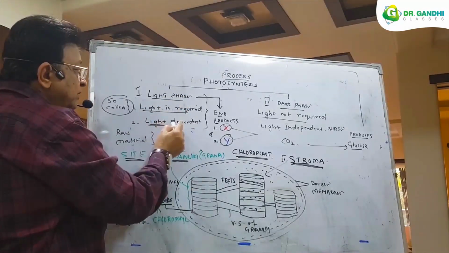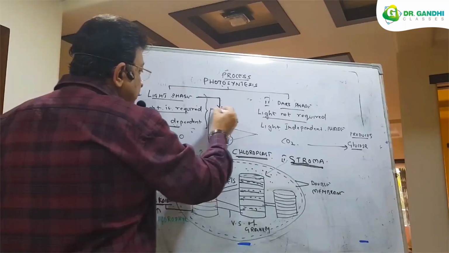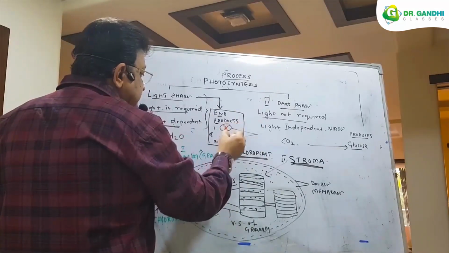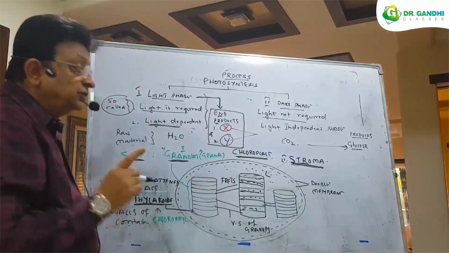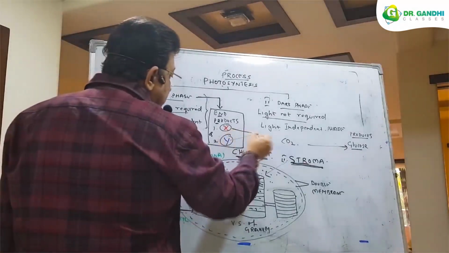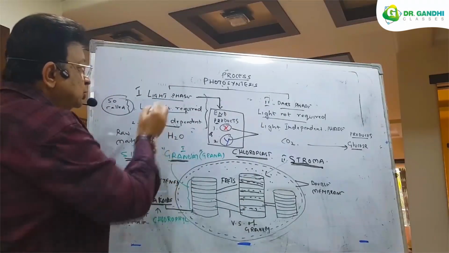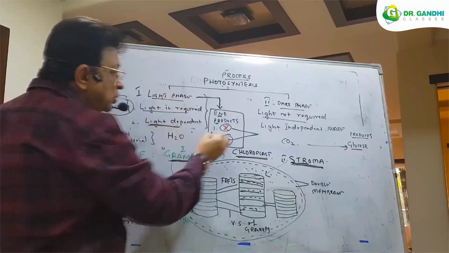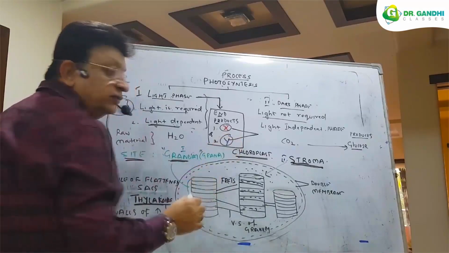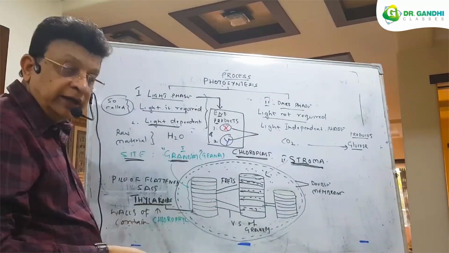Now, at the end of light phase, pay attention again. At the end of light phase, we will get two products, X and Y. These products will be then transferred to the dark phase. So in the dark phase, you do not require light. What do you require? X and Y, which I'm going to teach you very shortly what they are.